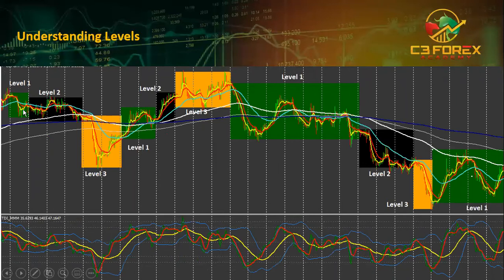Again, we've got level 1, 13, 50 cross. Level 2 happened right here. Broke the low of level 1 on this close right here. So all this would be level 2. Level 3. 13 EMA cross, 13, 50 EMA cross. Right here, creating your level 1, your level 2, to your level 3.